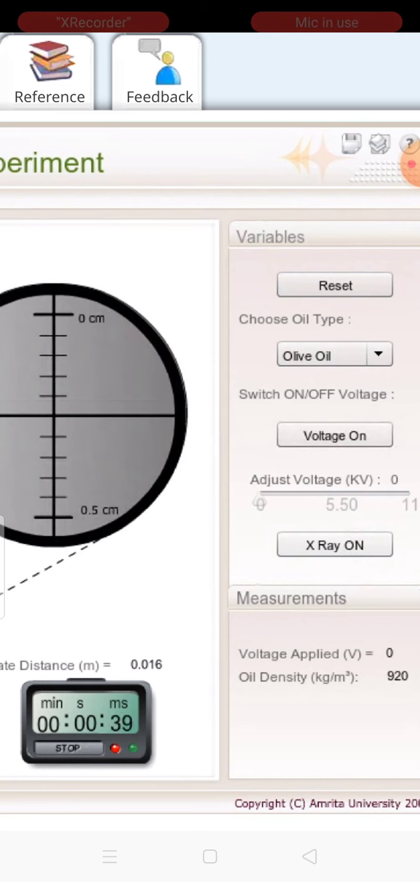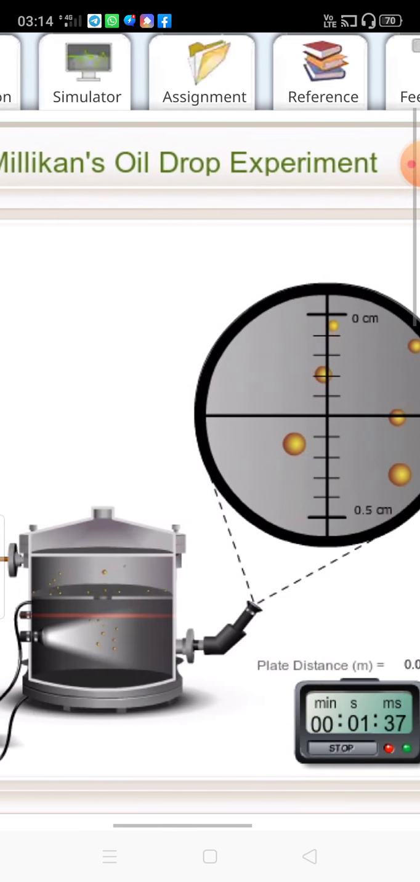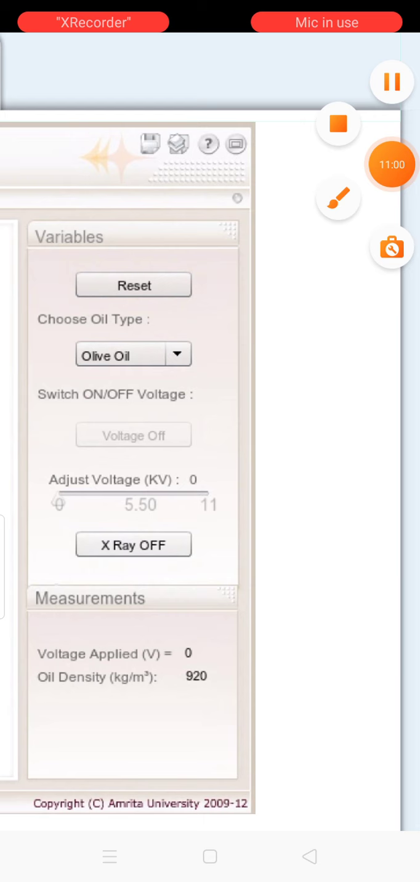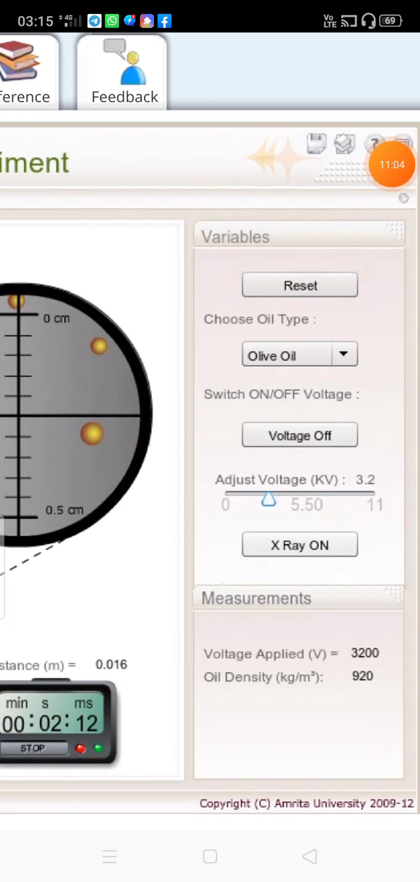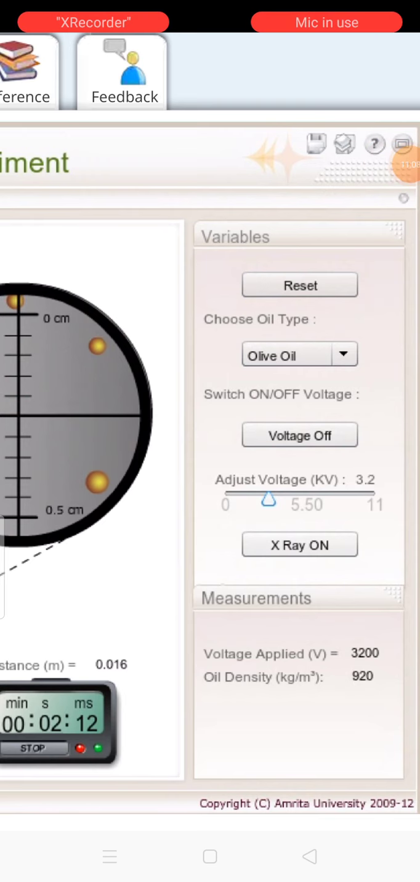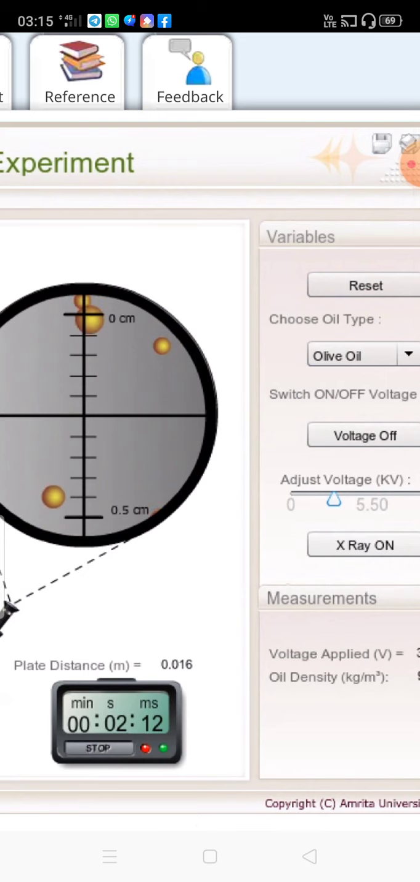First you restart it, olive oil chosen, and voltage on. I am just trying to adjust the slider over here so the voltage can be adjusted. It is showing no voltage. See, I have adjusted the voltage to 3.2 kilovolt. Then I am doing the practical.